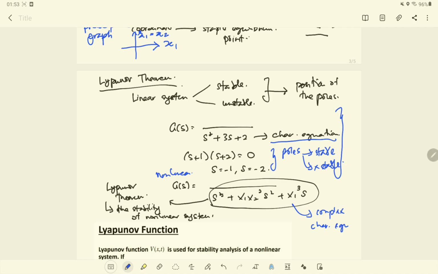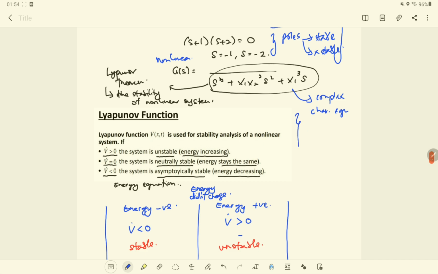And in the Lyapunov theorem, there are some conditions you have to follow. If v dot, or the derivative of v, is greater than 0, the system is unstable, or energy is increasing. If v dot is equal to 0, the system is naturally stable, or energy stays the same. And if v dot is less than 0, the system is asymptotically stable, or energy is decreasing.